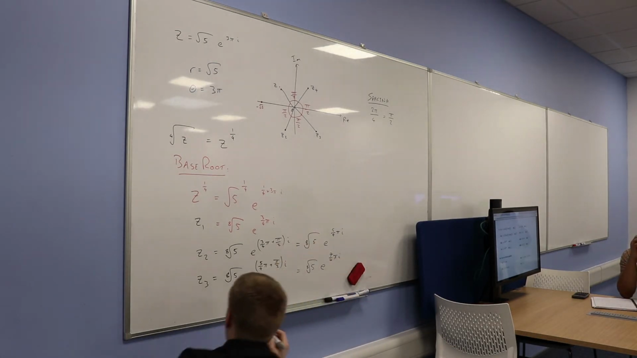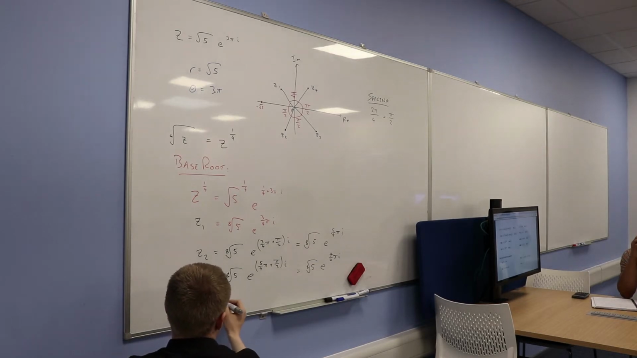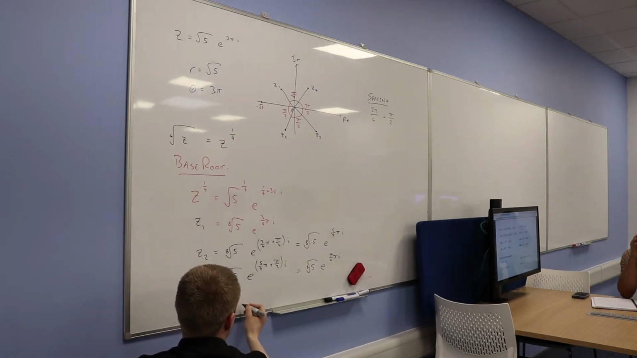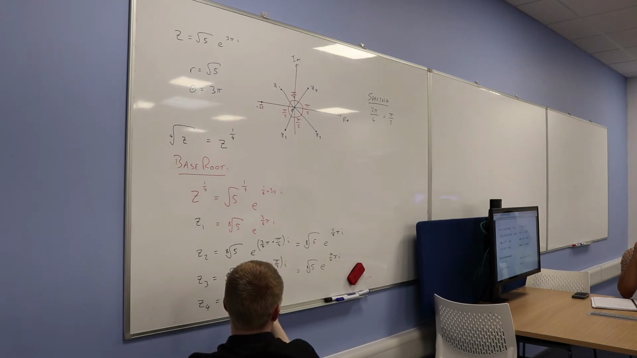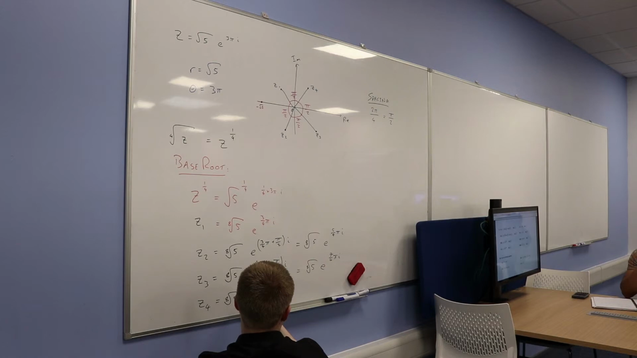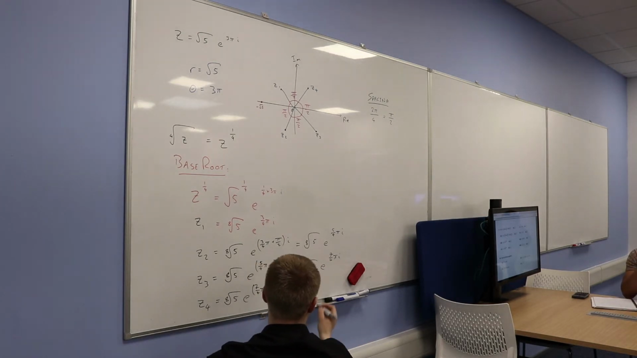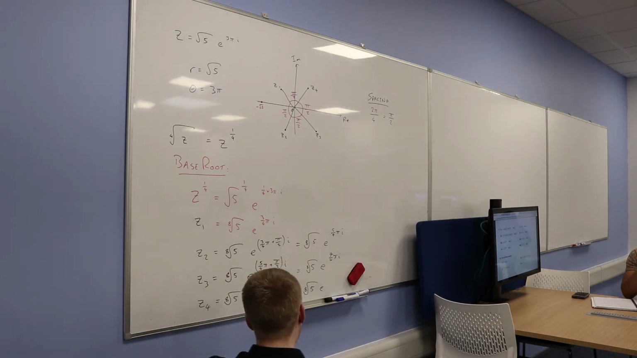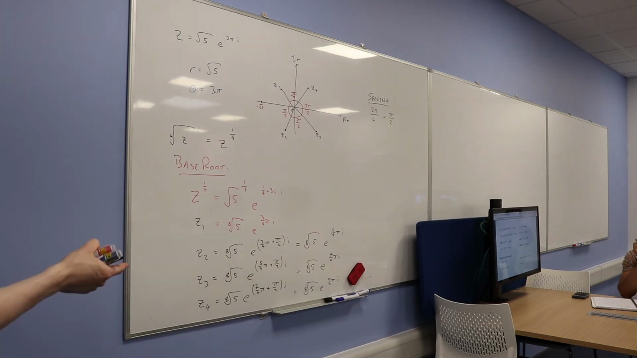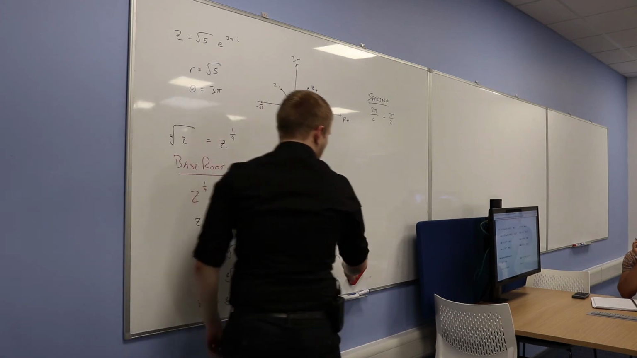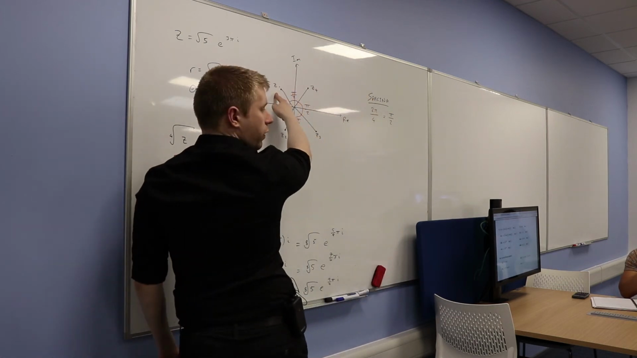That's all right. And then Z4, nice and easy, will just be the 8th root of 5, same modulus. You take that argument, so 7 pi by 4, and you add on another pi by 2. In which case that's going to be the 8th root of 5, e to the power of 9 pi by 4. So no, it won't be the same as the base root. This is the base root over here, okay?